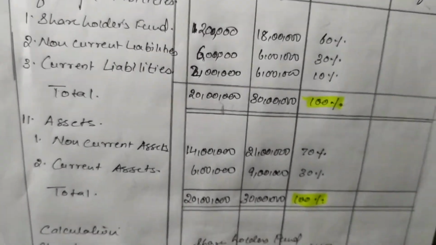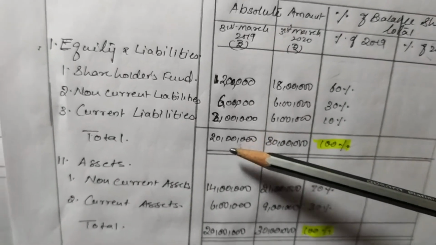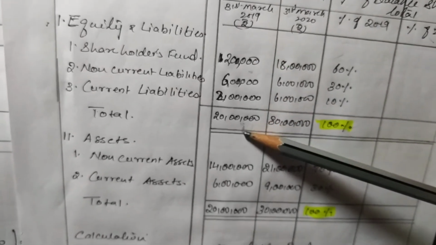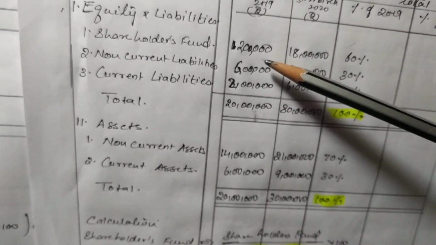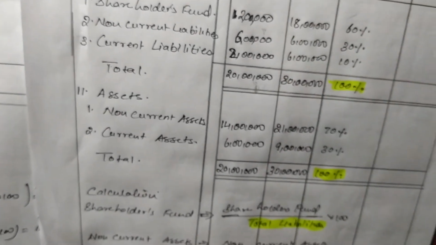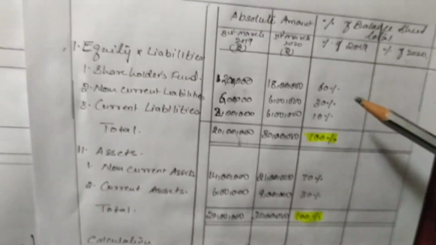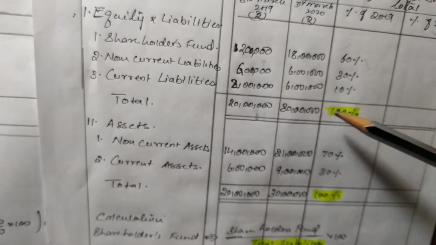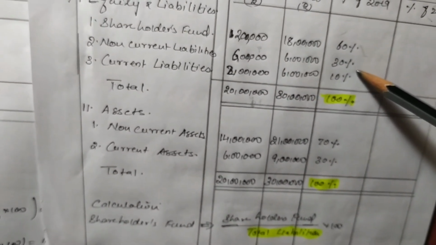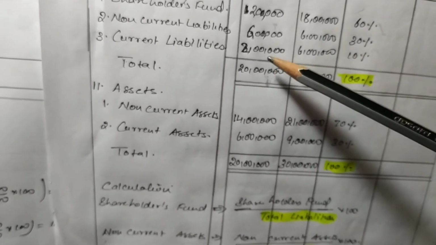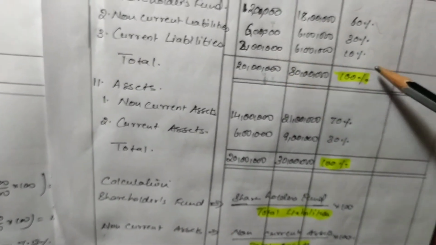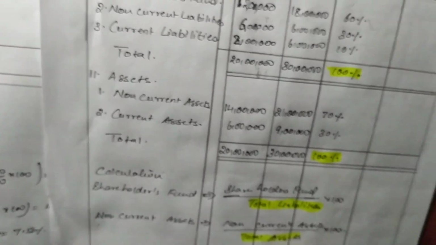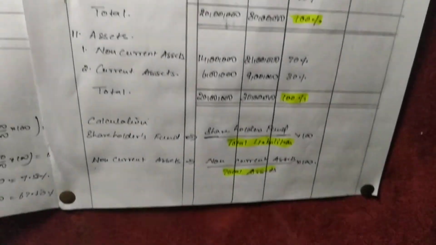Now we have to calculate the percentage of each individual item, taking your total assets and total liabilities as the base. For liabilities we'll take the total liability as the base. How do we calculate the shareholders fund percentage? Shareholders fund upon total liabilities into 100, that is 12 lakh upon 20 lakh into 100, which is 60%. Then 6 lakh upon 20 lakh into 100 is 30%. Then 2 lakhs upon 20 lakhs into 100 is 10%. When we do the total, you can see it is 100. Always your total percentage should also be 100.